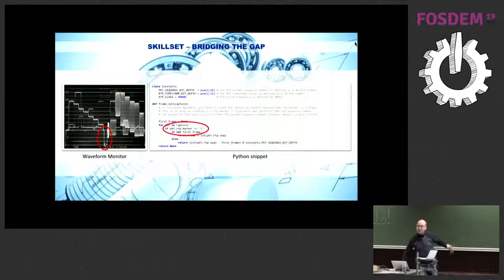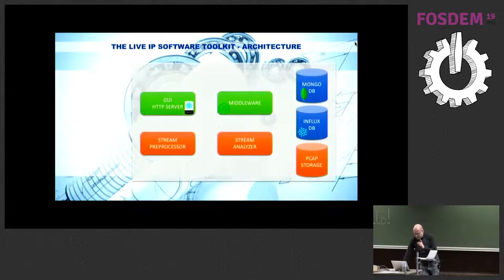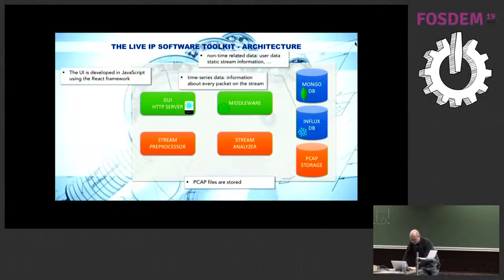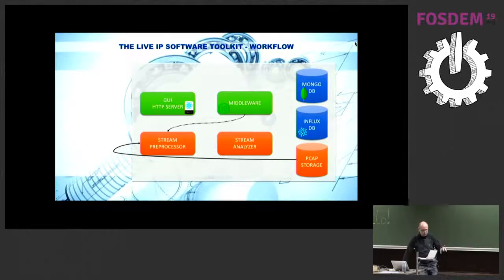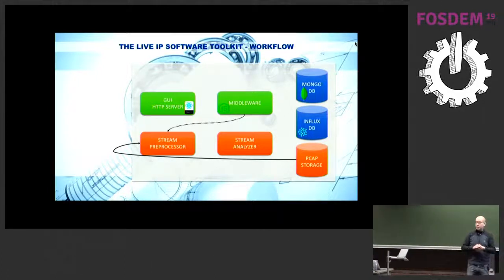Well, that's another example. I'll skip through it. And how did we do it? Well, first we said, let's take just the tcpdump. So we take a tcpdump to produce a PCAP file. The PCAP file we upload through our GUI, and it just gets to the PCAP store. When it's in the PCAP store, we say, start the middleware, and then we use the stream preprocessor to run through the PCAP file.